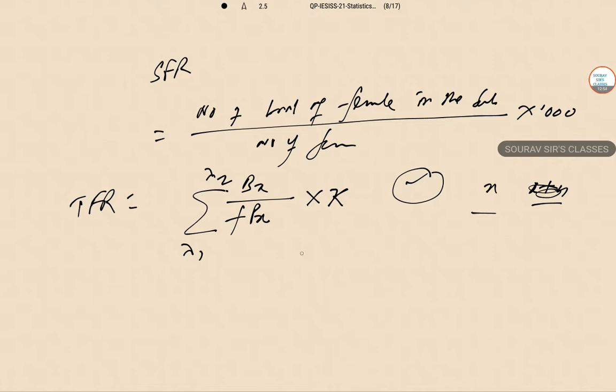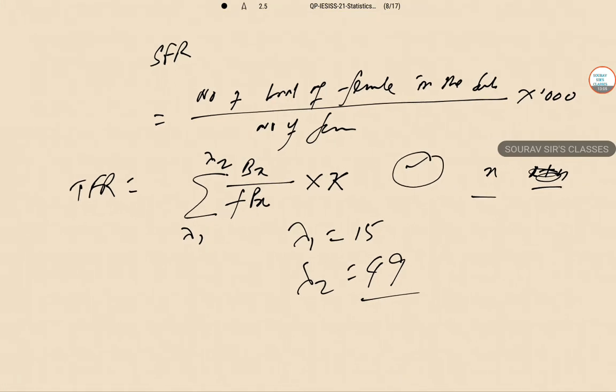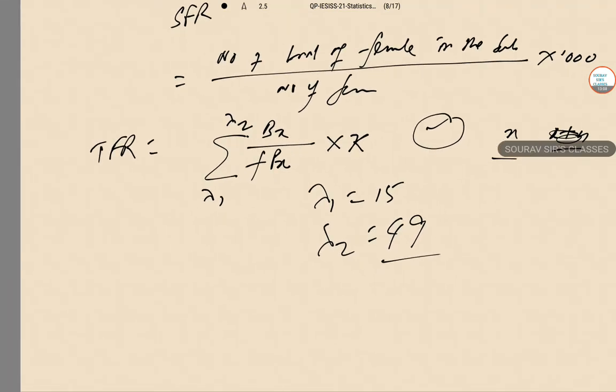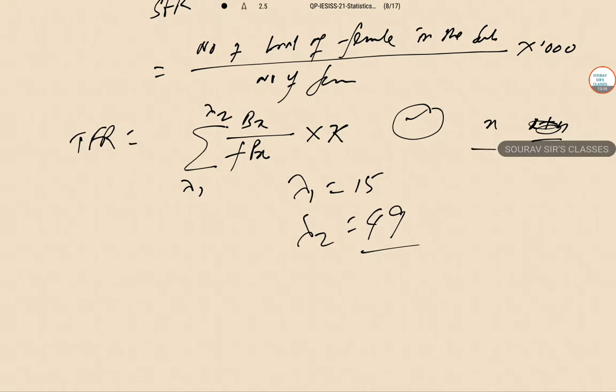Usually lambda 1 is 15 and lambda 2 is 49, so from 15 to 49 is the reproductive age to be taken. For example, we can talk about that: the TFR is nothing but a hypothetical figure also, and they also assume that none of them dies before 49, so they are all living till 49. There may be accidents, there can be deaths from other diseases as well.